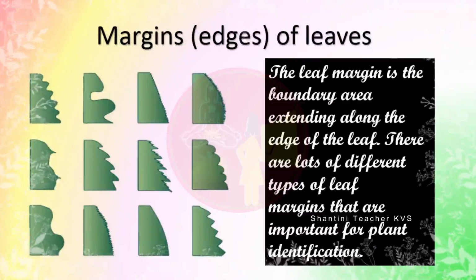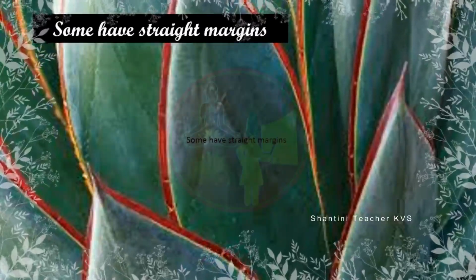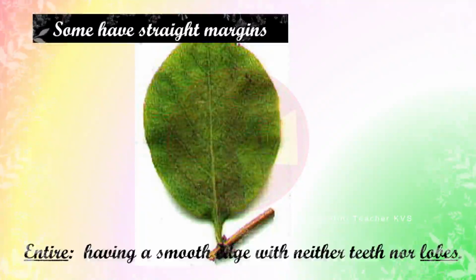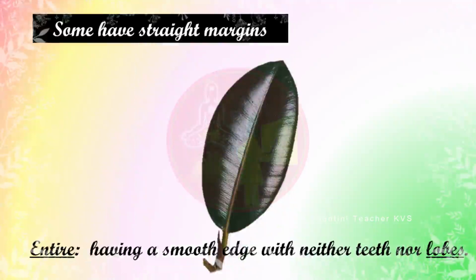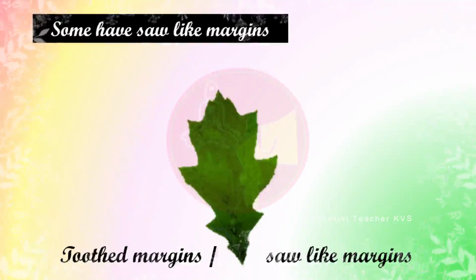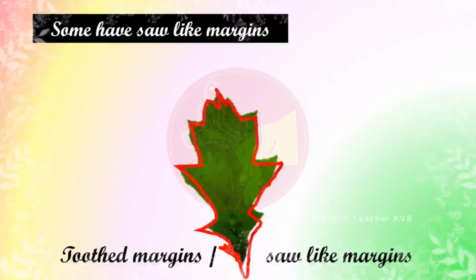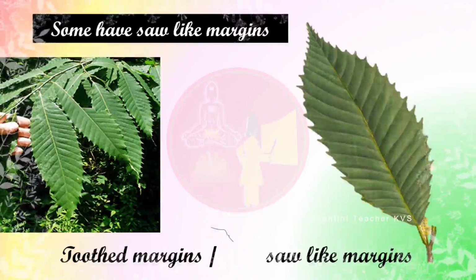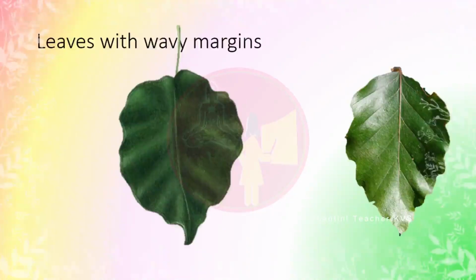Margins. Margins are nothing but the edges, the corners of the leaves. The leaf margin is the boundary area extending along the edge of the leaf. There are lots of different types of leaf margins that are important for plant identification. Some have straight margins. You can see the margins in red color, that is the boundary, the edges. Some have saw-like margins. Some leaves have wavy margins, wave-like margins.